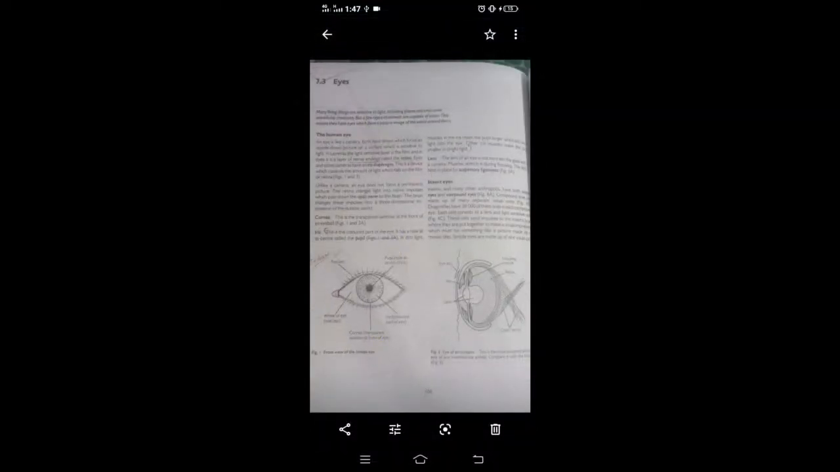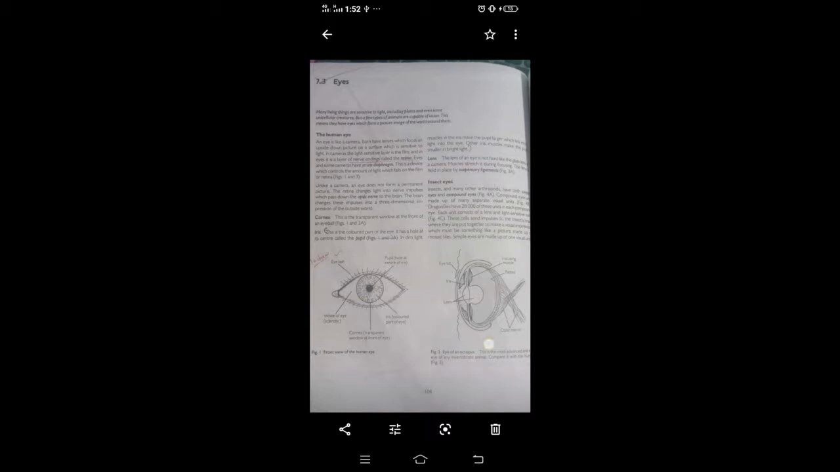In dim light, muscles in the iris make the pupil larger, which lets more light into the eye. Other iris muscles make the pupil smaller in bright light. So whenever we are in dim light, our iris makes the pupil bigger so that a large amount of light can enter our eye and we can see the image clearly. And the same, vice versa, for bright light. So when there is bright light, our iris makes the pupil smaller so that less light can enter our eyes.